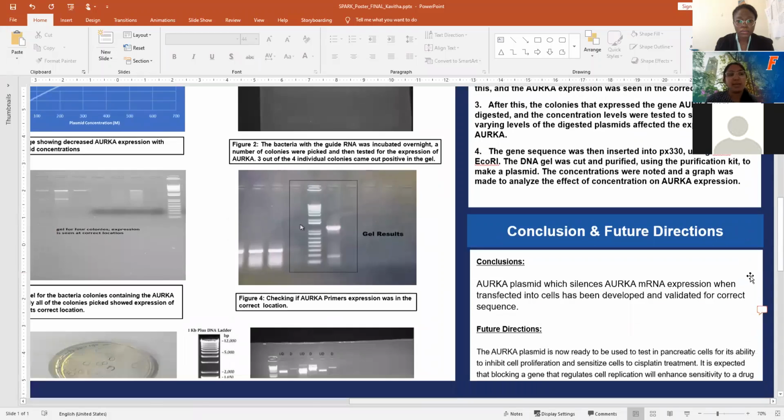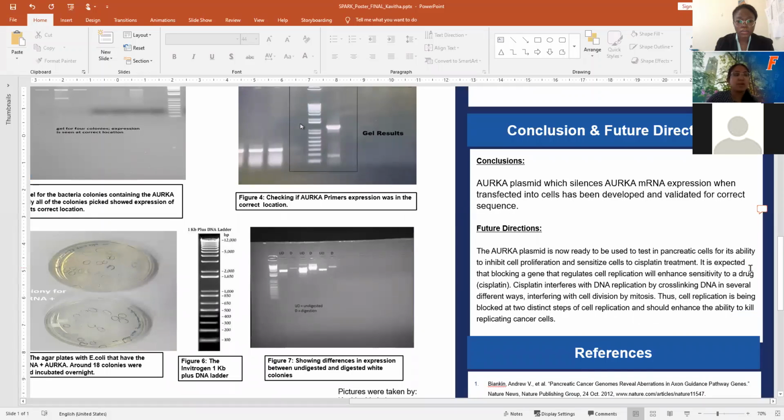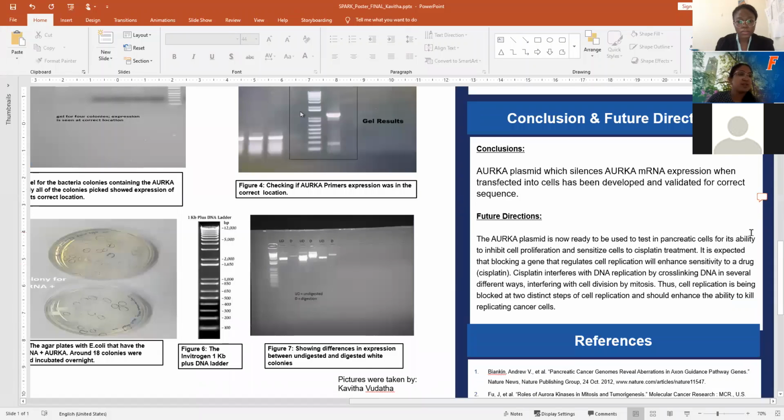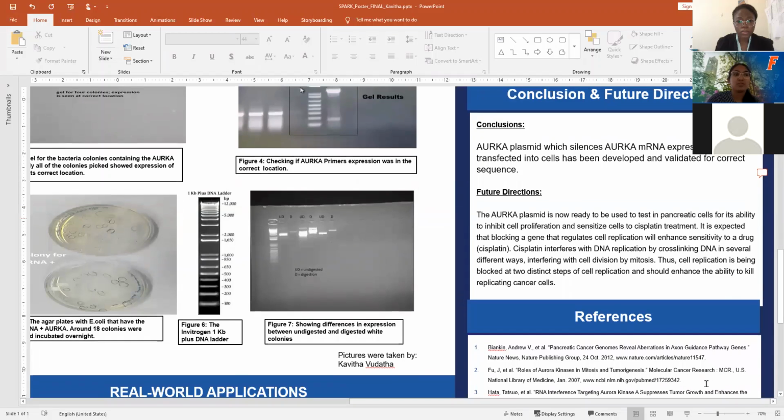And I also kept a future directions section here to talk a little bit more about what I would do with that cisplatin drug that I mentioned before in real world applications. For example, I talked about how it interferes with DNA replication and how that was pretty much similar to what I was trying to mimic in my genetic therapy, and how I wanted to use that in synergy, which is basically in combination. So that's how I structured my board.